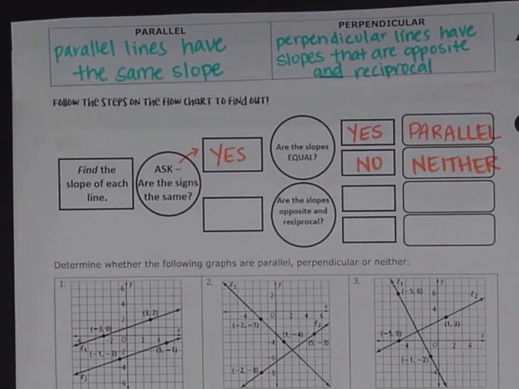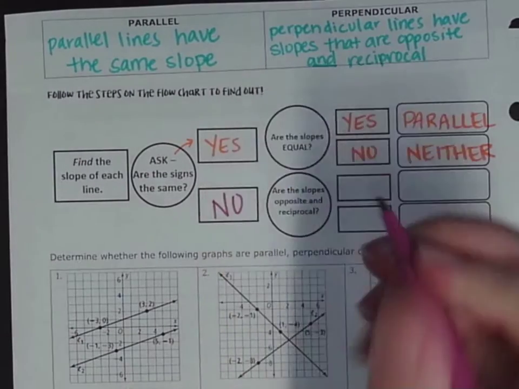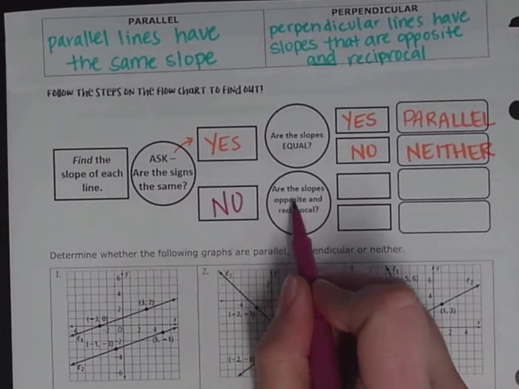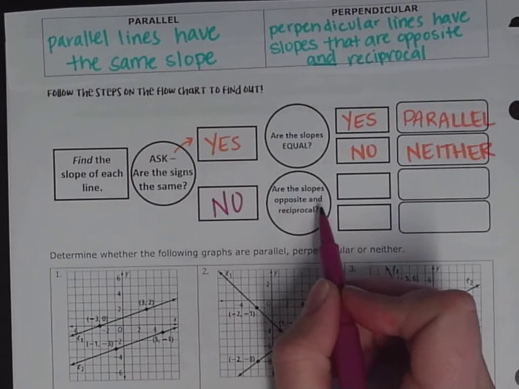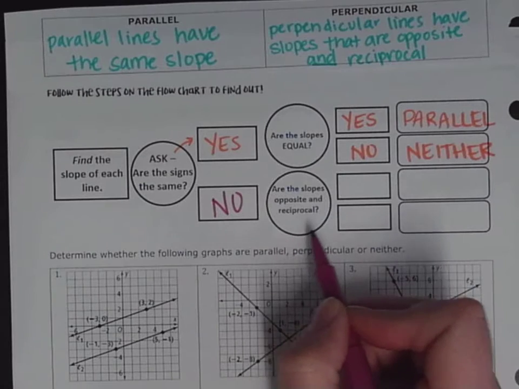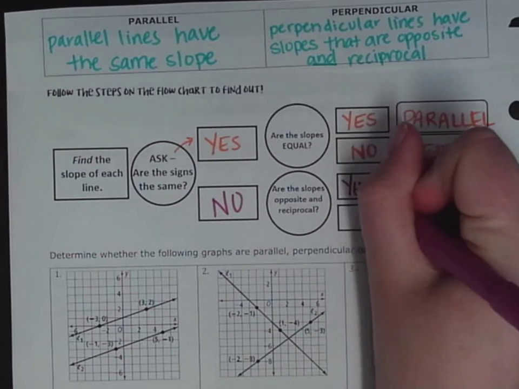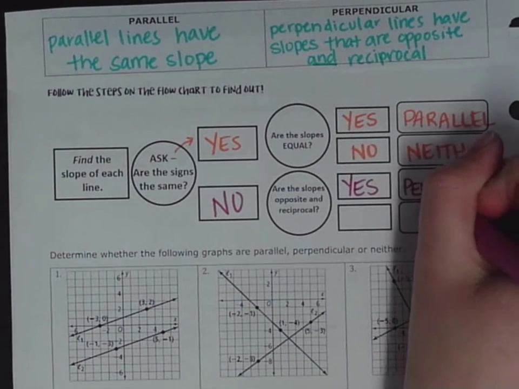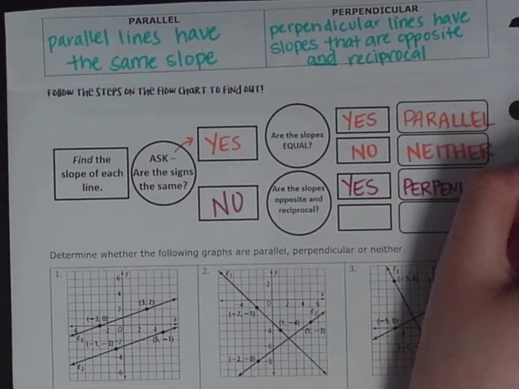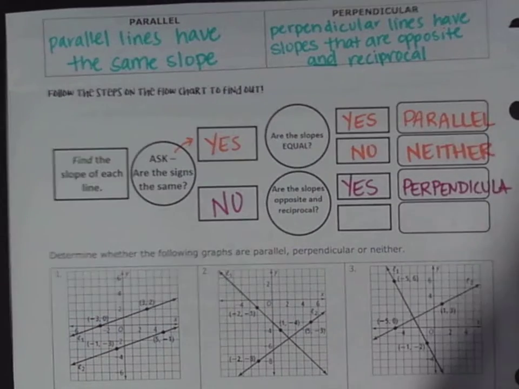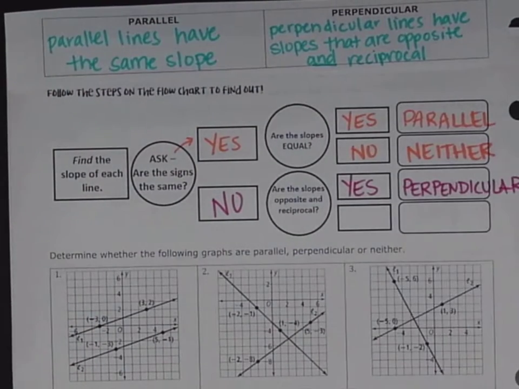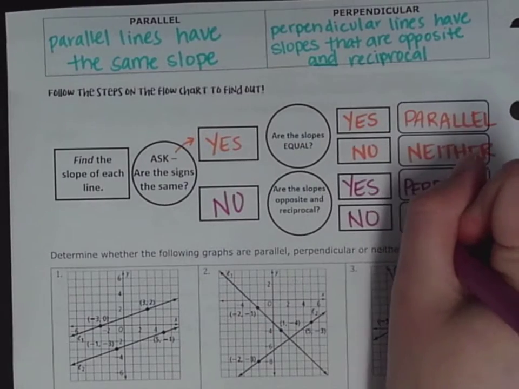Now if you look at the slopes and one is positive and one is negative, so they're not the same sign, you have to say, okay, they're opposite, but are they reciprocal? Does one say 3/5 and the other say negative 5/3? If that's yes, then those are perpendicular. But if that's not true, then they are neither.